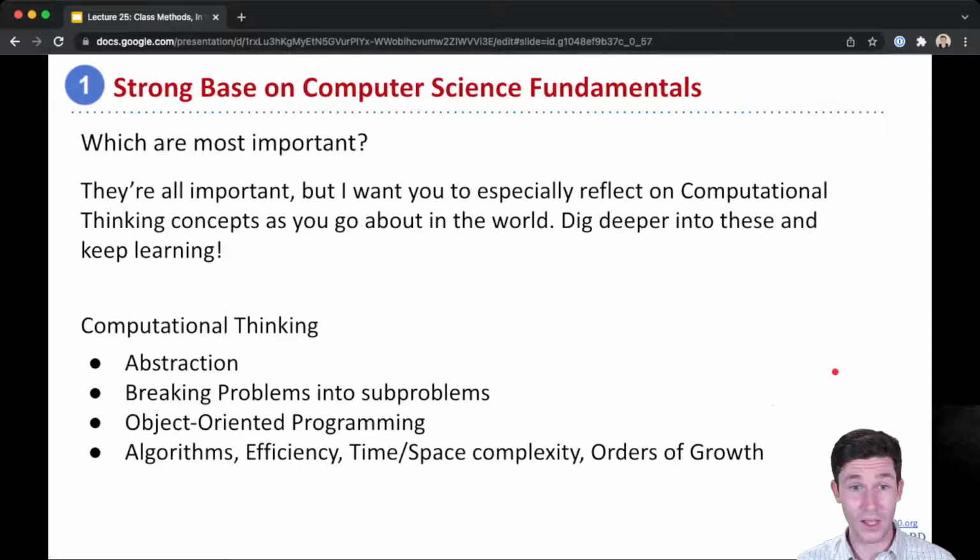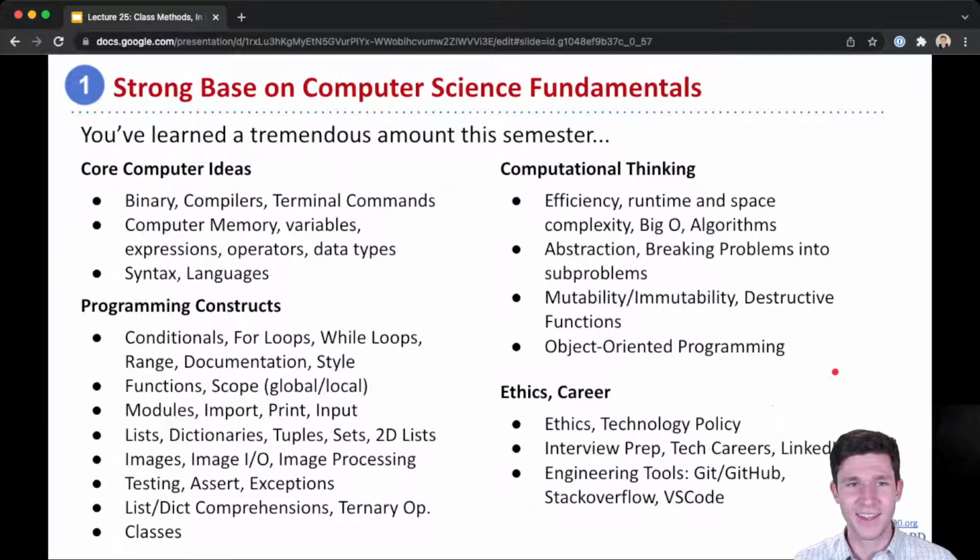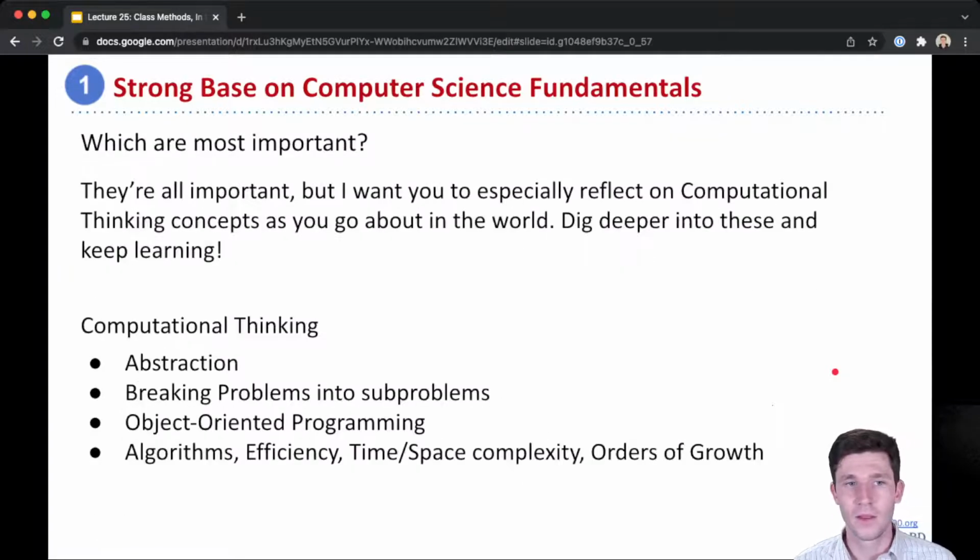Now, I'll point out that this is a lot of stuff. You got a tasting, and you'll keep developing these further as you take more computer science classes. But which of these are most important? Certainly they're all important, and I really think you're going to use all of the different things that we learned in this class as you go on to take more computer science classes or work in industry, whether it's in computer science or some other field where you're going to start applying computer science.